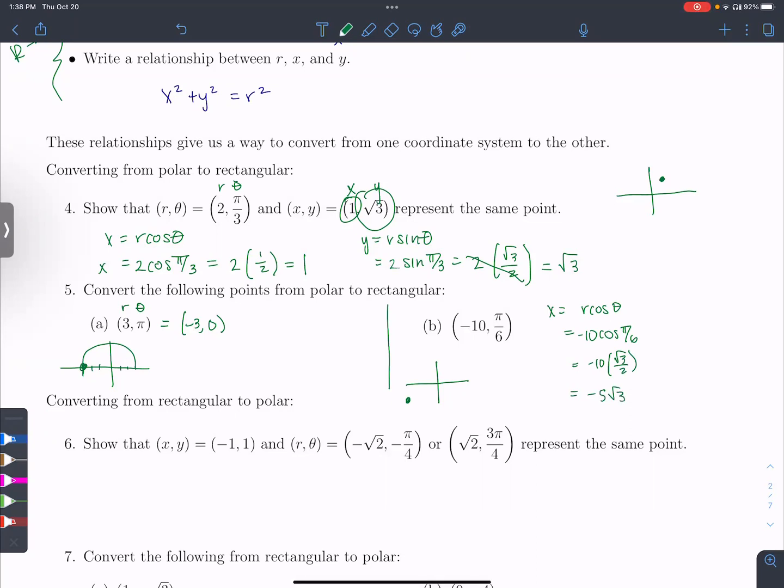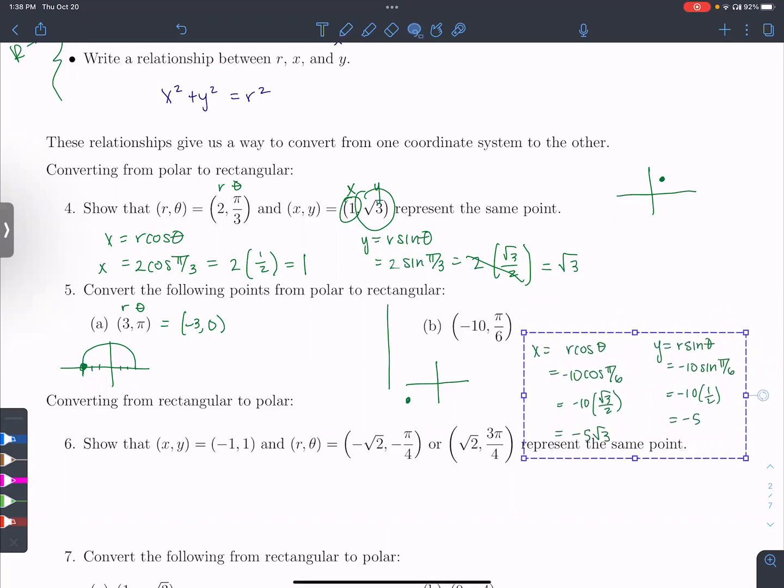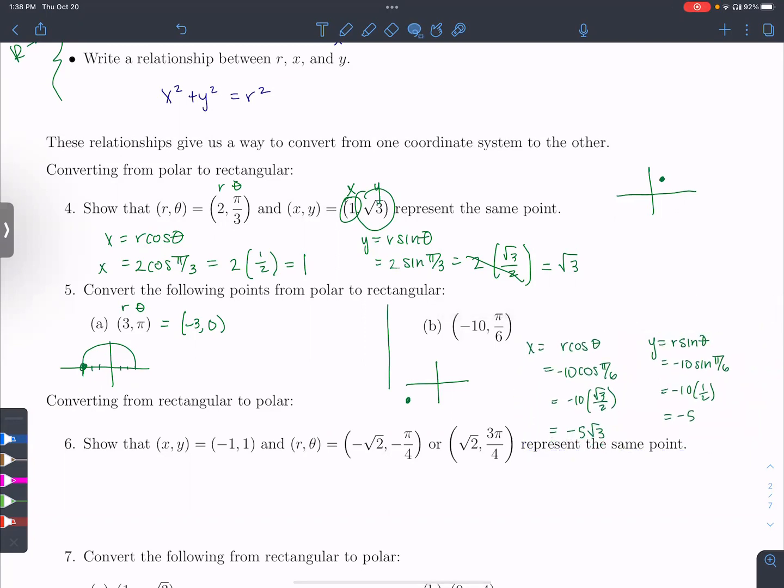And then similarly, you're going to use the y equals r sine theta formula. So -10 times the sine of pi over 6. Well, the sine of pi over 6 is a half, so you're looking at -5. So in rectangular coordinates, that ordered pair is (-5 root 3, -5).